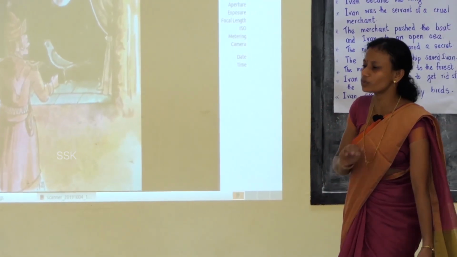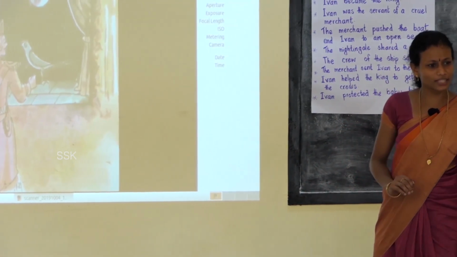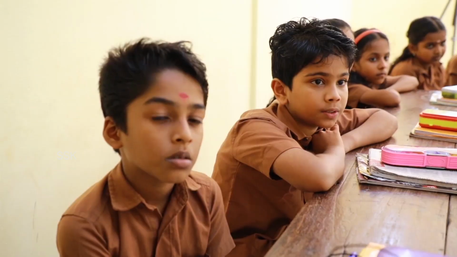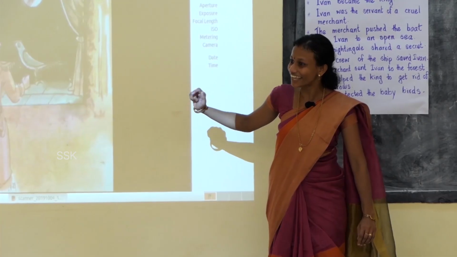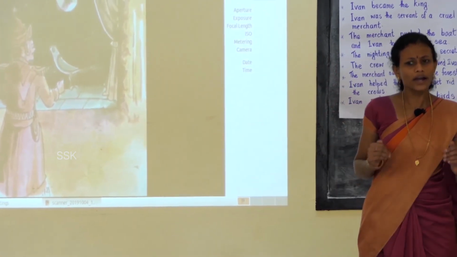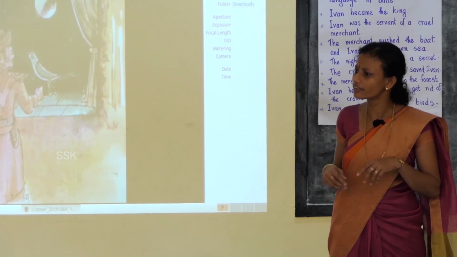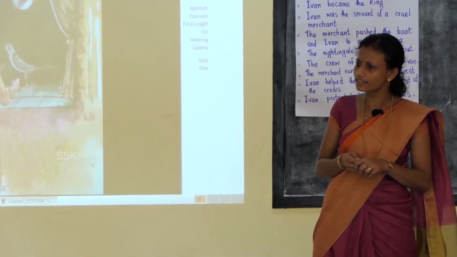Yes, the sky is very dark. Very good. Then where is the bird sitting? In the window. In the window sill. Where is the bird sitting? In the window sill. Yes. Why did the bird come here? Why did the bird come to the palace?